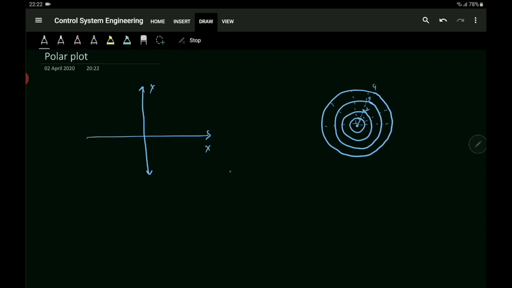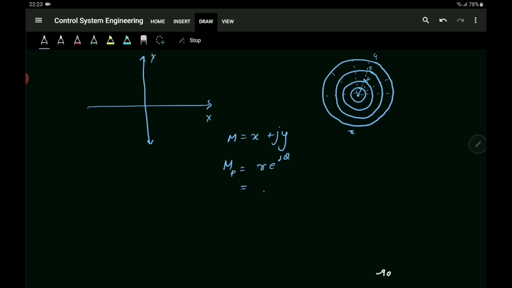If I represent one point in a coordinate system, then I can write it in this manner: M equals x plus jy, where y is the imaginary axis. Similarly, the equivalent value of the point in polar coordinates can be represented by r, the magnitude, equal to the square root of x square plus y square, and theta, the phase of the system, equal to tan inverse of y upon x. So this is the relation between this coordinate system and this coordinate system.